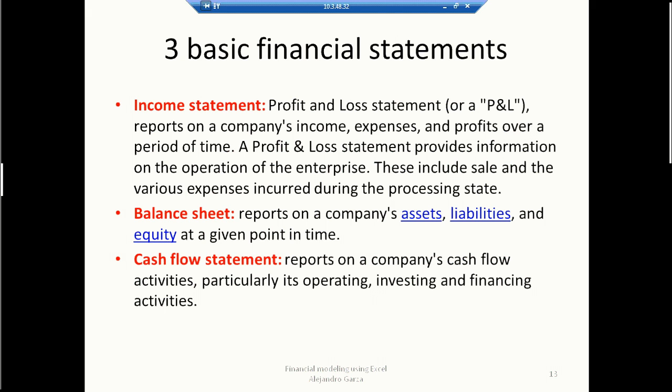And then the cash flow statement ties together the balance sheet and the income statement, so that you can also have a very precise sense of how much surplus cash is available for dividends or for reinvesting, or if you have a deficit, if you need financing, debt financing or equity financing.